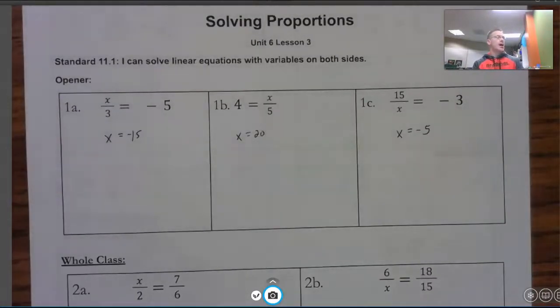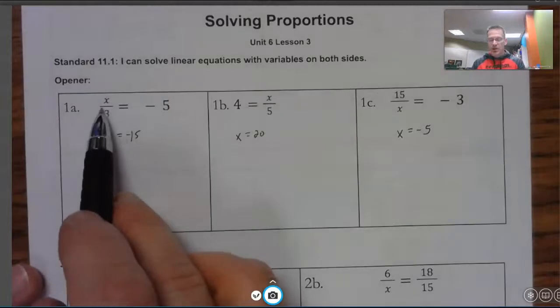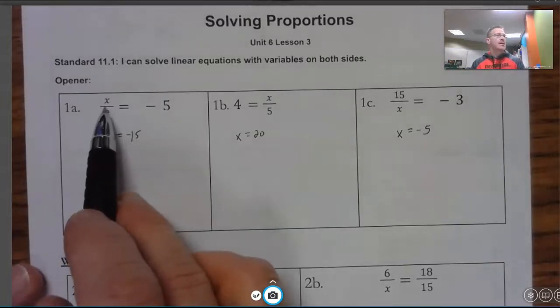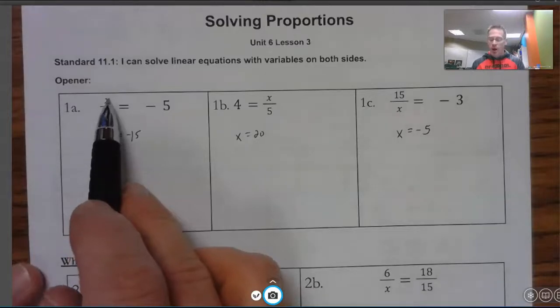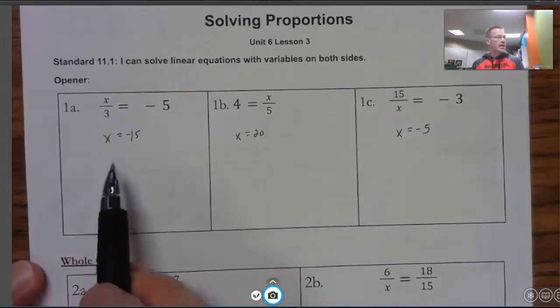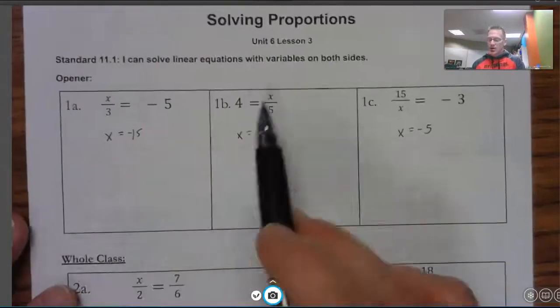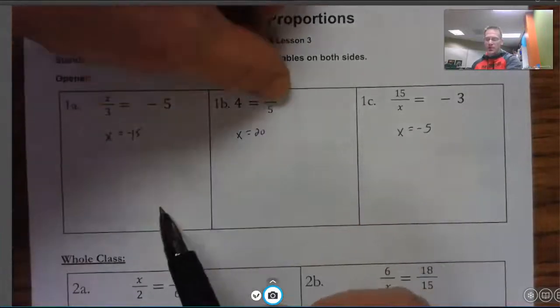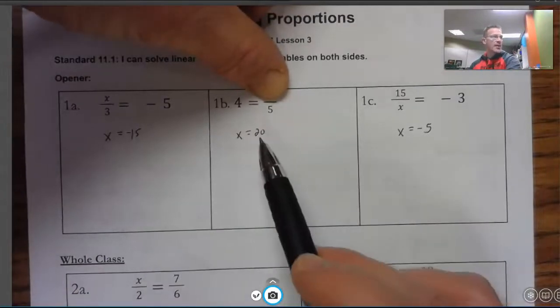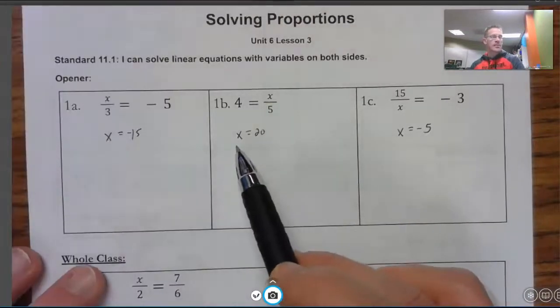Hopefully this didn't take too long because these are really just three basic math facts. Once again, let's review: this bar is representative of division. So this is what divided by 3 is negative 5? The answer is just negative 15. We've been using the cover-up method here. Same thing over here: what divided by 5 is 4? If I cover that, 20 divided by 5 is 4, and that's why our answer is 20.